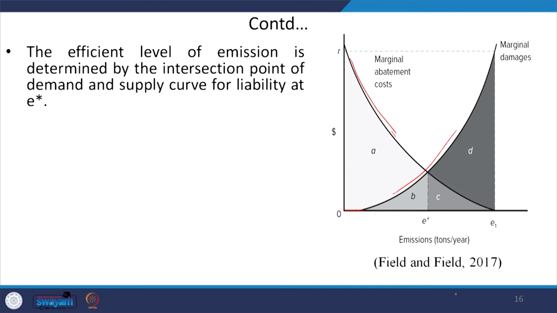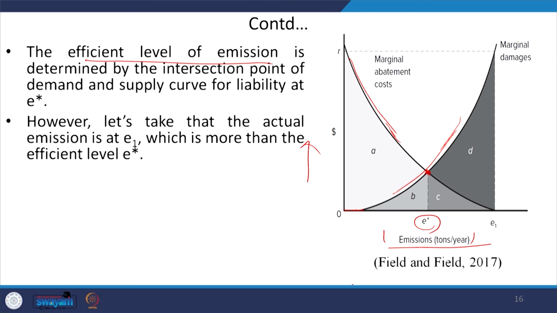Okay. So, our task is to find out the efficient level of liability or efficient level of emissions. It is determined by the intersection point of the marginal abatement cost curve and the marginal damage cost curve. This is determined at this equilibrium point. Accordingly, E star is the efficient level of emissions. Here, on the horizontal axis we represent the amount of emissions, and on the vertical axis the price for the same. This is what society needs, the desirable societal level of emissions.